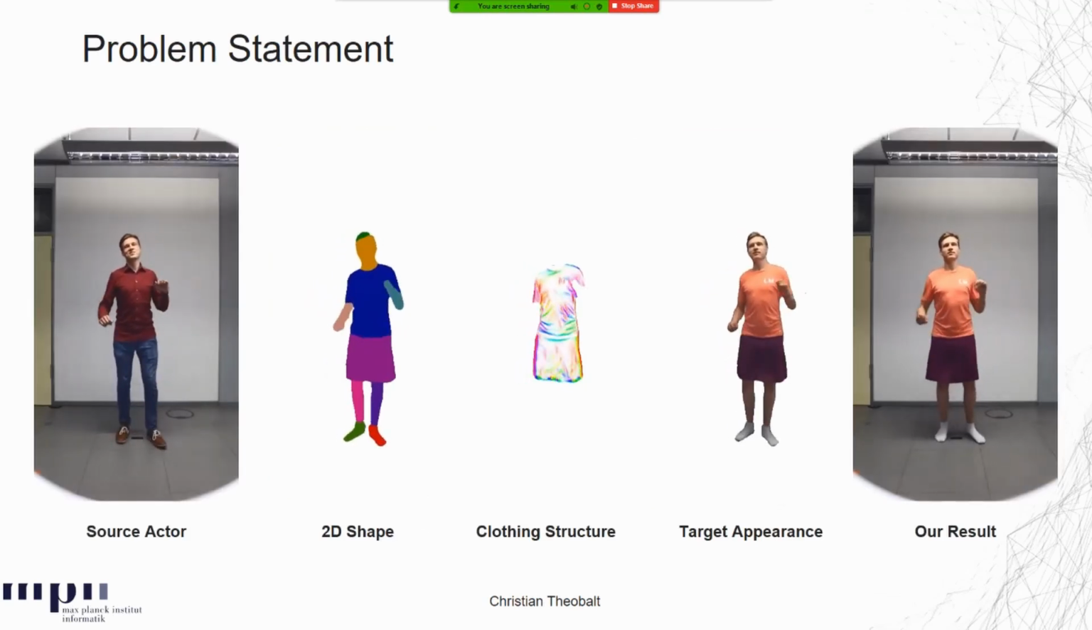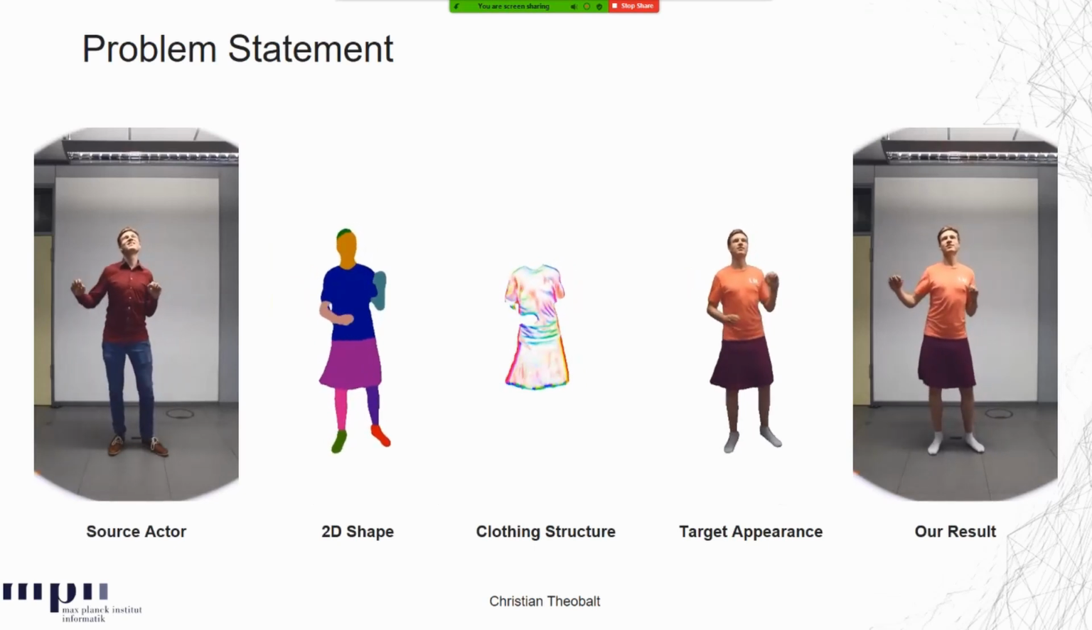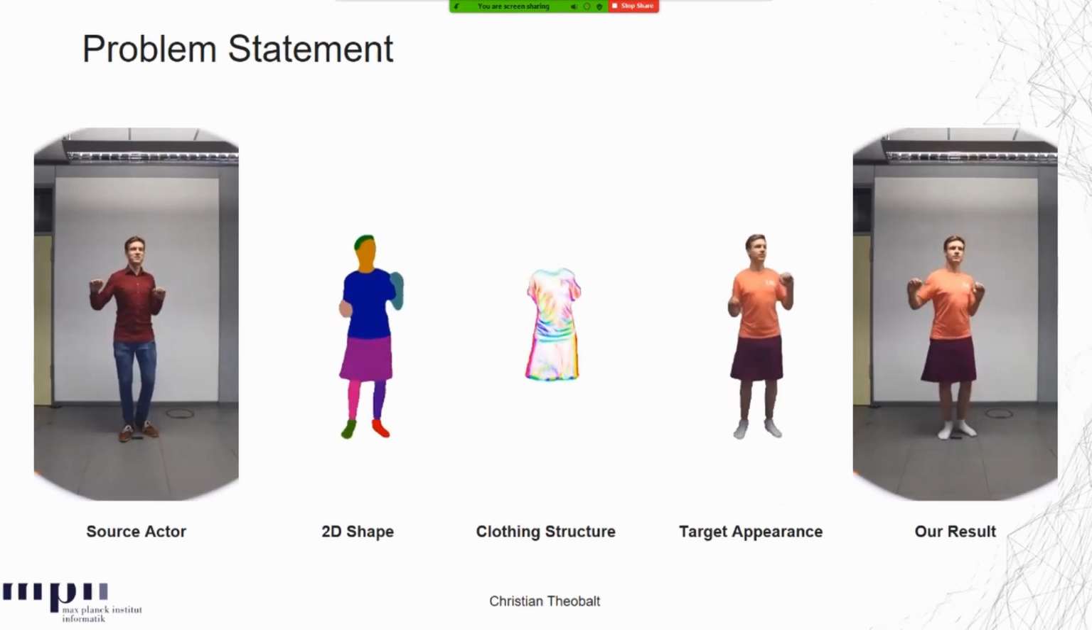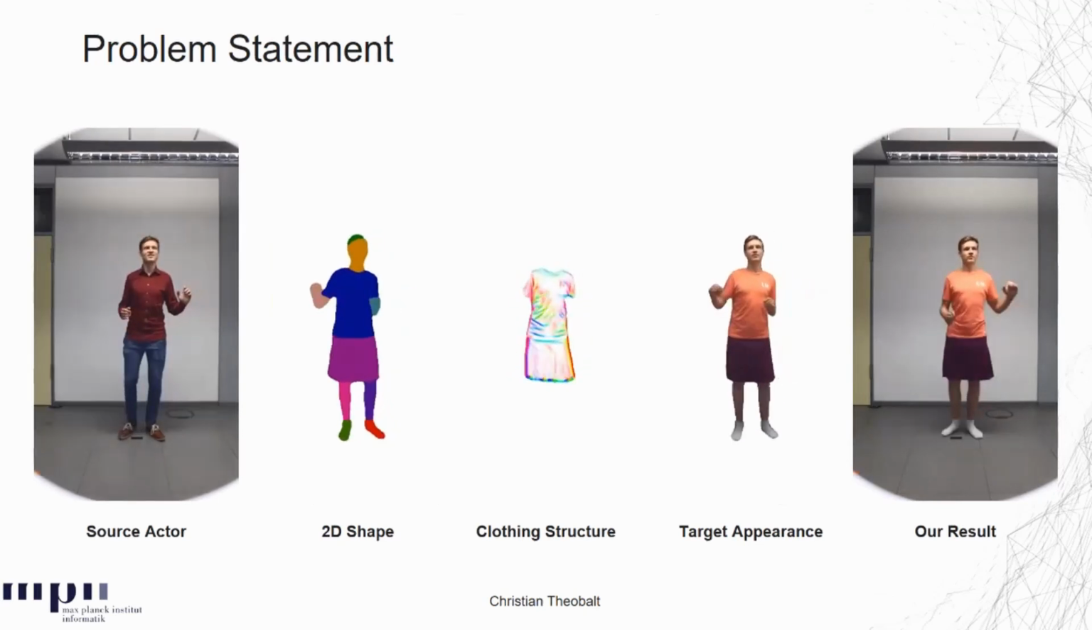To handle the target actor's clothing in a coherent way, we explicitly estimate the actor's shape, internal clothing structure, and resulting appearance under a given source input pose.